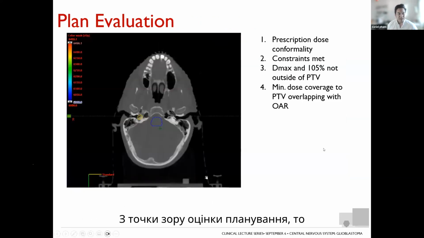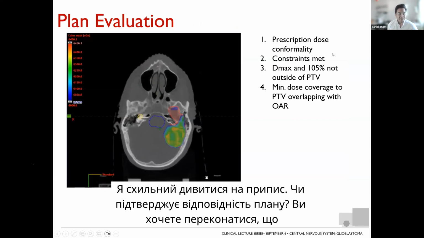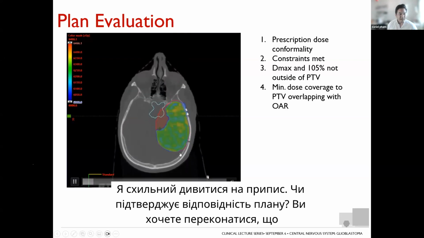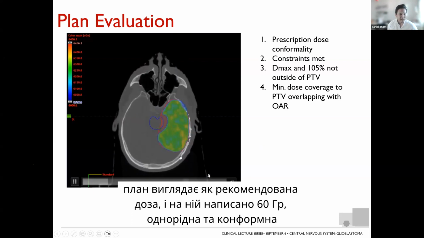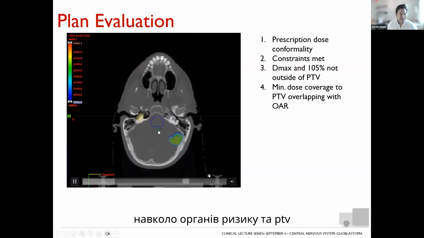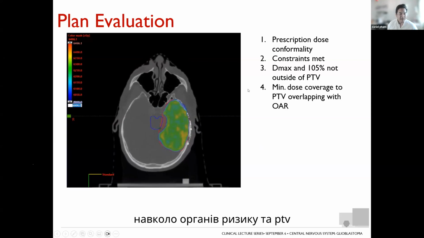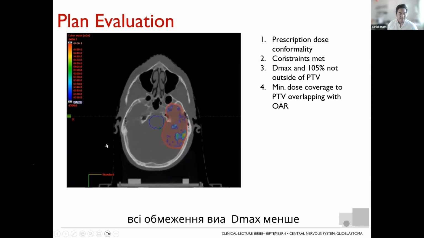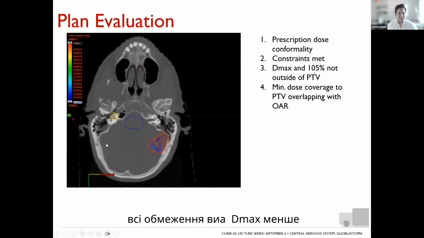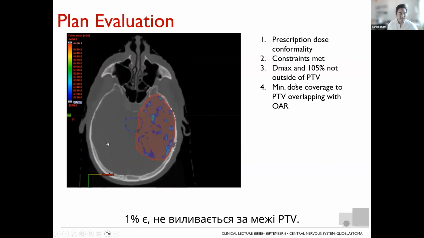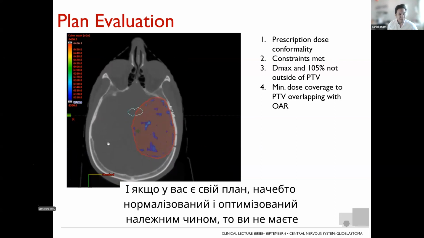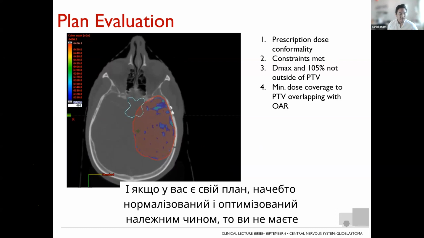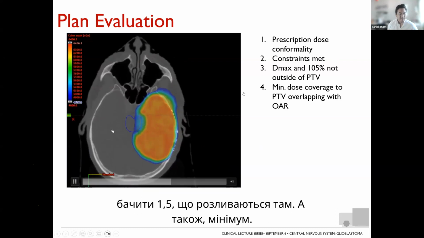In terms of plan evaluation, what I tend to look at is the prescription dose conformality. Running through the plan, you want to make sure that the prescribed dose, in this case 60 gray, is nice and conformal around the OARs and around the PTV. And as well, that obviously the constraints are all met. And as well the Dmax and the 105% is not spilling outside of the PTV. If you have your plan normalized and optimized in the right way, then you shouldn't see 105 spilling out there.